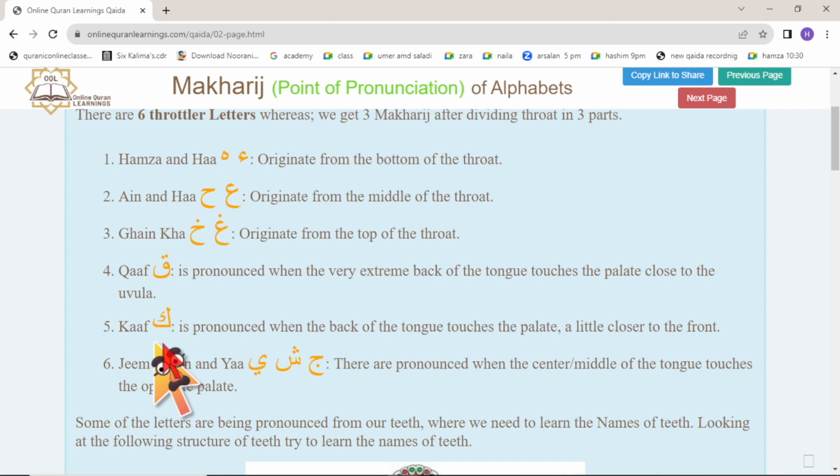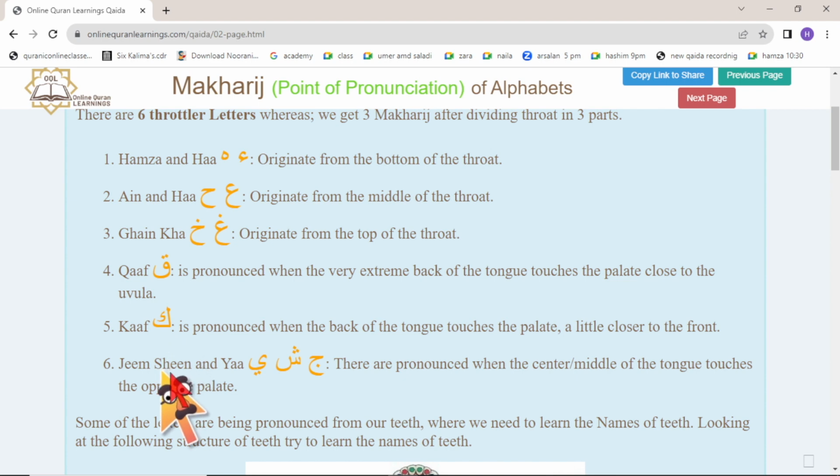Kaf is pronounced when the back of the tongue touches the palate a little closer to the front. The method of pronouncing Kaf is when the back of our tongue touches the front end of our palate, like Kaf. So the back end of our tongue touches the palate but closer to the front of the palate.